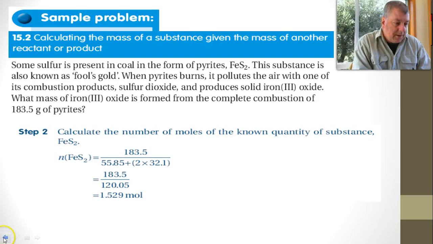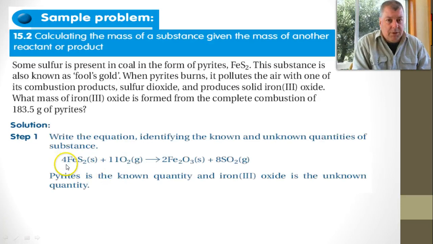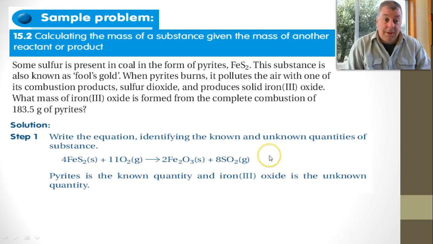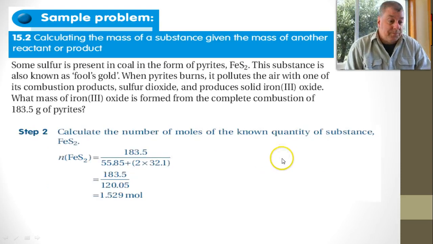If we jump back one, sorry, I thought it was mentioned in the next one, our ratio is 4 to 11 to 2 to 8. For our known to unknown in this question, our ratio is 4 to 2. And so we can effectively ignore the other two because we're not asked about them, but we could have been.